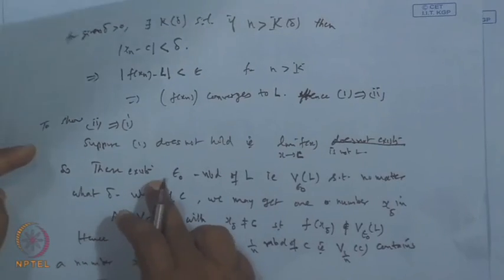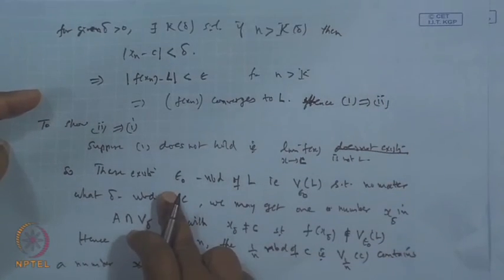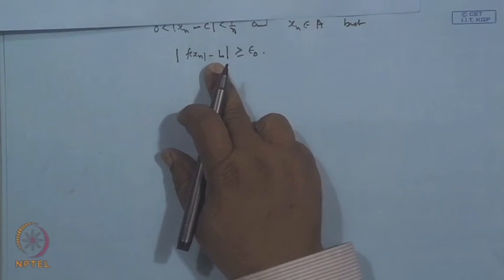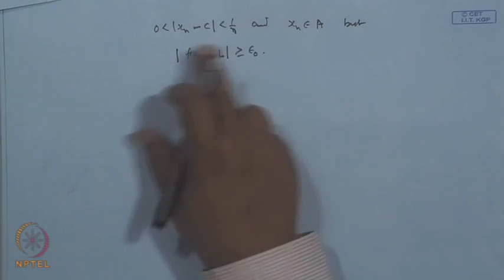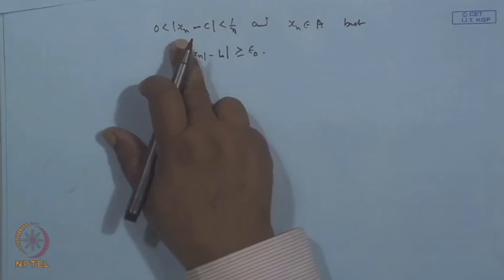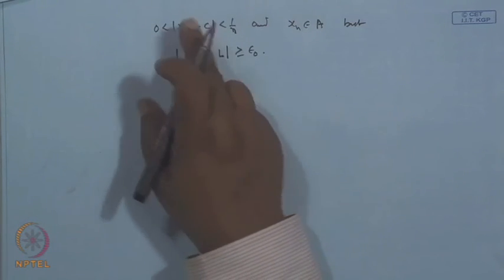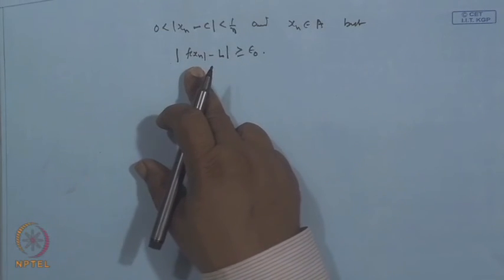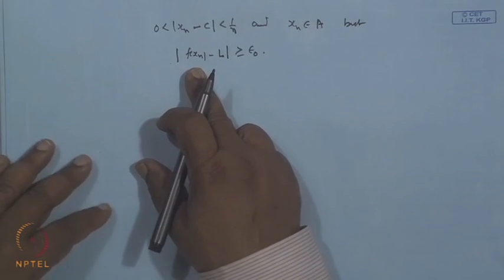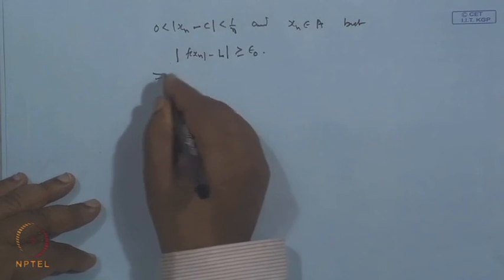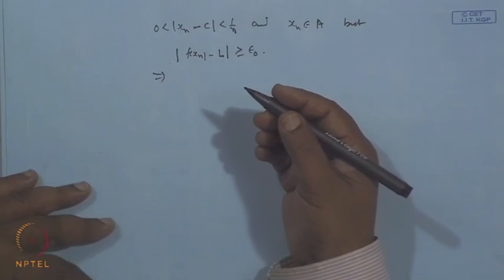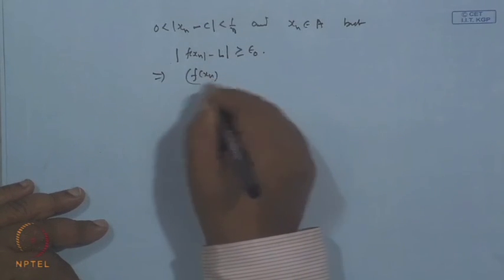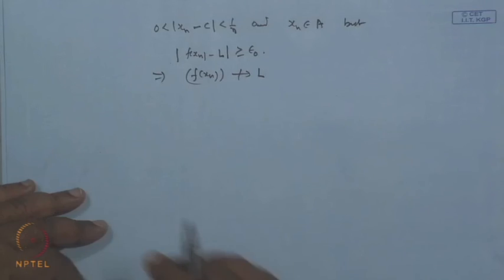So, this not holding means there exists an epsilon naught neighborhood of L, such that whatever delta neighborhood of c we choose, there will exist one point x n whose image will not fall within the epsilon neighborhood of L. So, this implies that the sequence f x n will not converge to L.